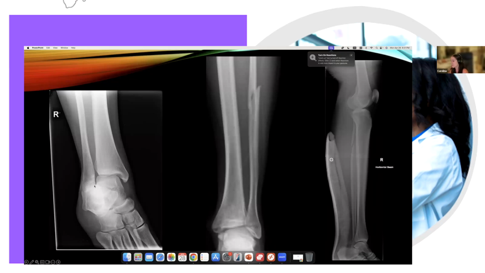Now, this is a very special way of showing the importance of the mortise view. So here we have the mortise view. We see that there is definitely some dislocation here, and we don't have any congruence. We have a step off of the line here. So there is widening of the syndesmosis here. There is lack of congruence or a step off in the view of the ankle mortise in this area. This is the fibulocrural space.